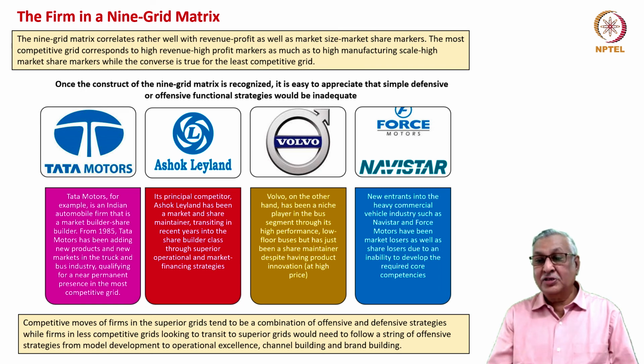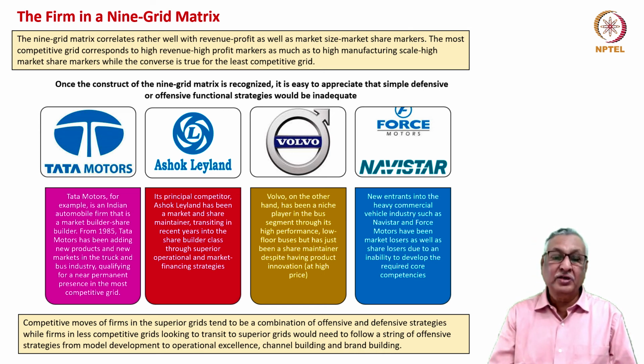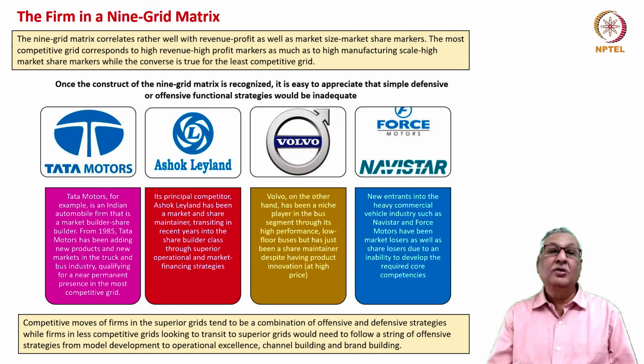Force Motors and Navistar were new entrants into the heavy commercial vehicle industry, but they have not been successful. They lost the market, they also lost the share, and that was prompted by the inability to develop the required core competencies in the medium and heavy duty segment. Competitive moves of firms in the superior grids tend to be a combination of offensive and defensive strategies, while firms in less competitive grids look to transit to superior grids, but they need to follow a string of offensive strategies from model development to operational excellence, channel building and brand building. That is what overcoming entry barriers to superior grids entails.